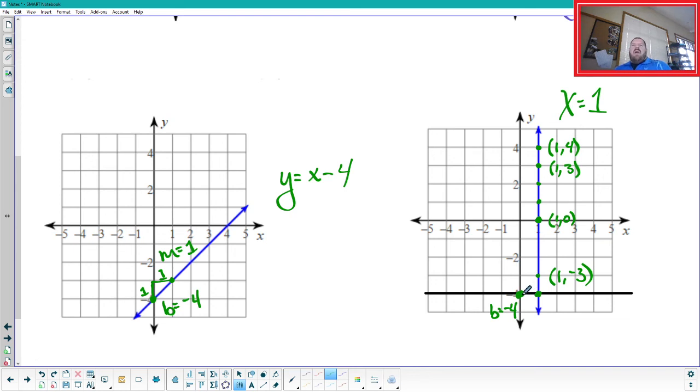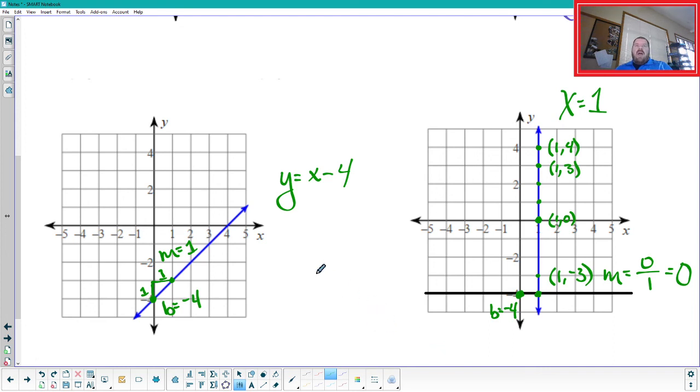And how do I get to that point? How far up do I go? Well, I go up 0, but I do go over 1. I go up 0 and over 1. Well, that number as a fraction is 0 over 1, but as a whole number, 0 divided by anything is 0. So it has a slope of 0.